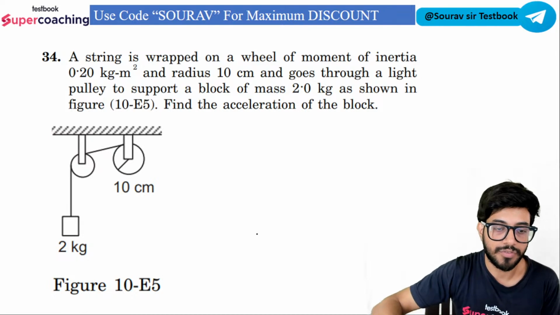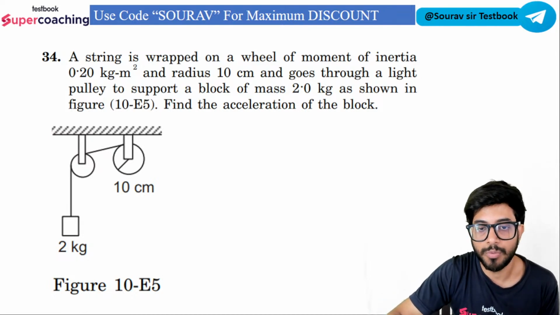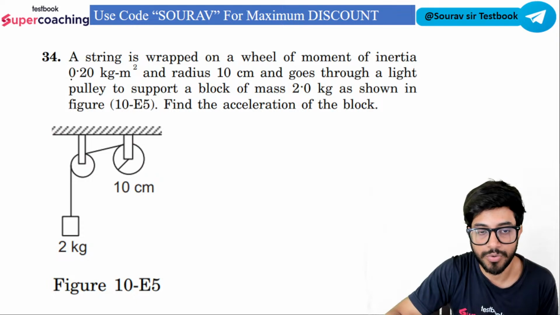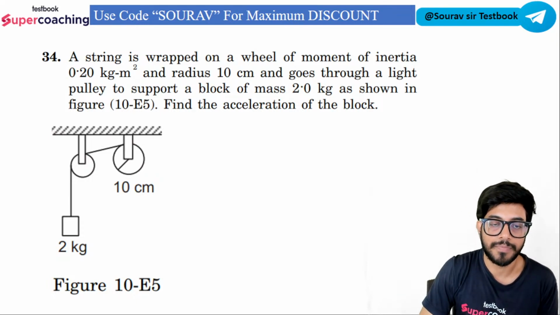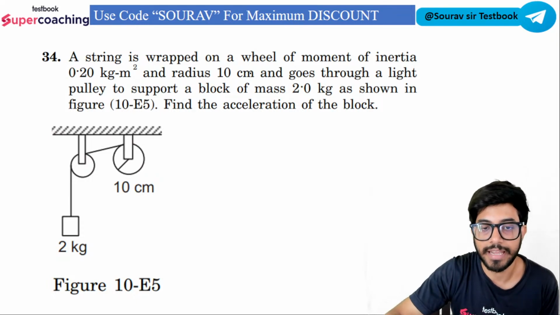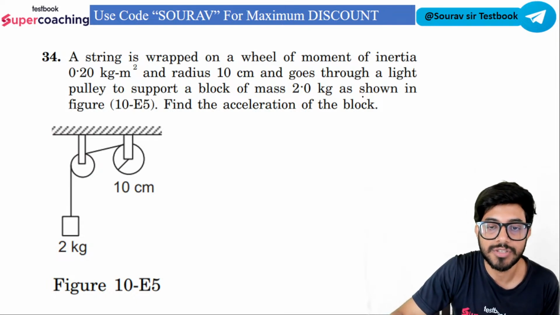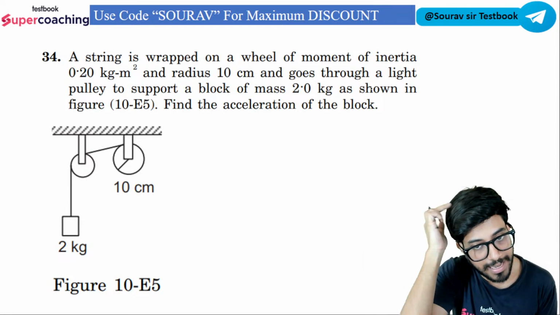We have the next question over here: a string is wrapped on a wheel of moment of inertia 0.2 kg per meter square and radius 10 centimeter, and goes through a light pulley to support a block of mass 2 kg as shown in the figure. Find the acceleration of the block.